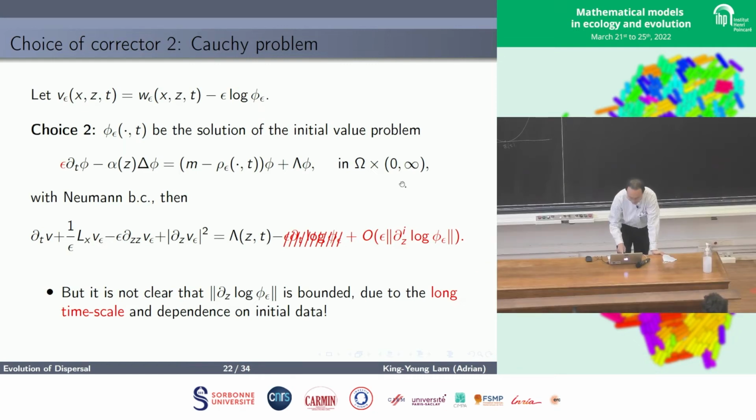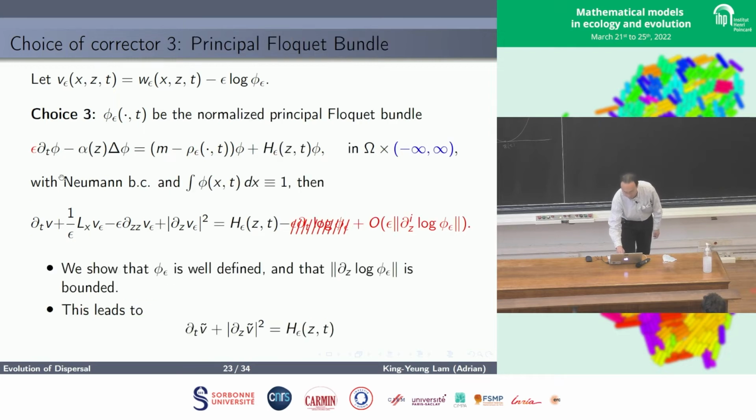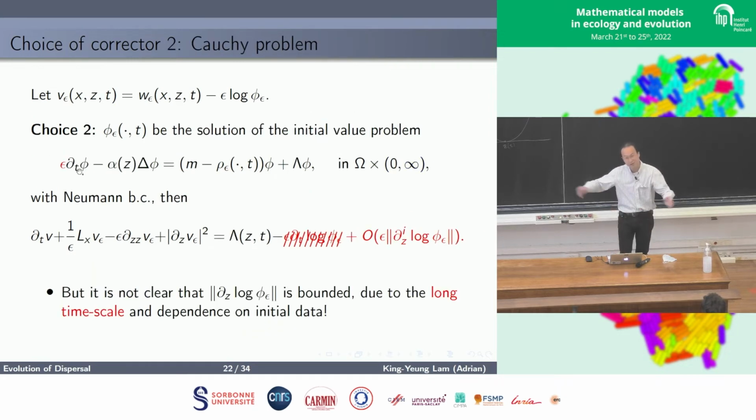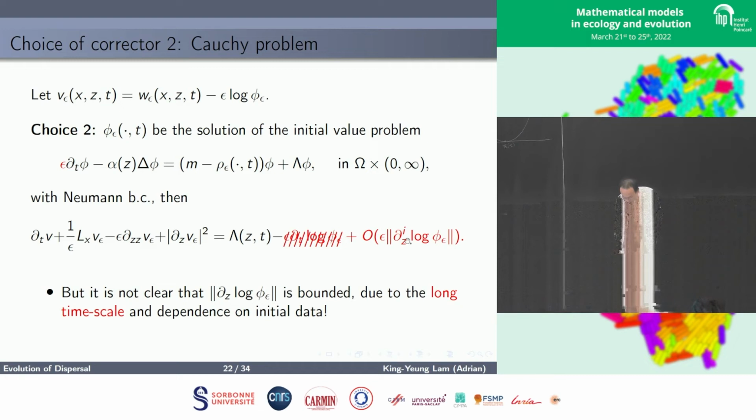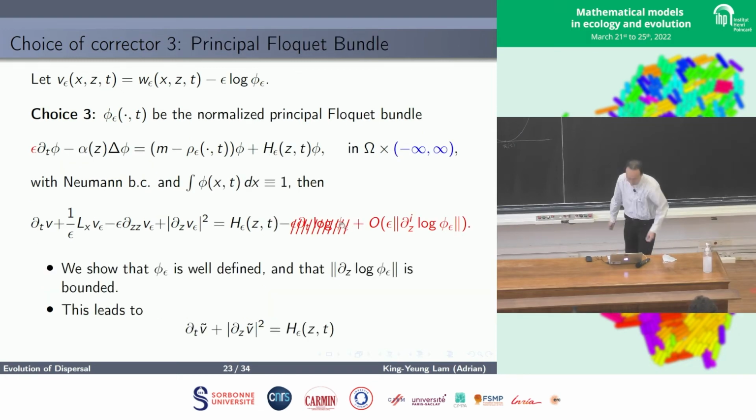The reason is that you're solving this parabolic equation for a long time with the epsilon there. So for a long time, there's subtle dependence on the initial condition, and it may not be regular in the diffusion rate anymore. So it turns out that the corrector that we need is given by a concept called a principal Floquet bundle.